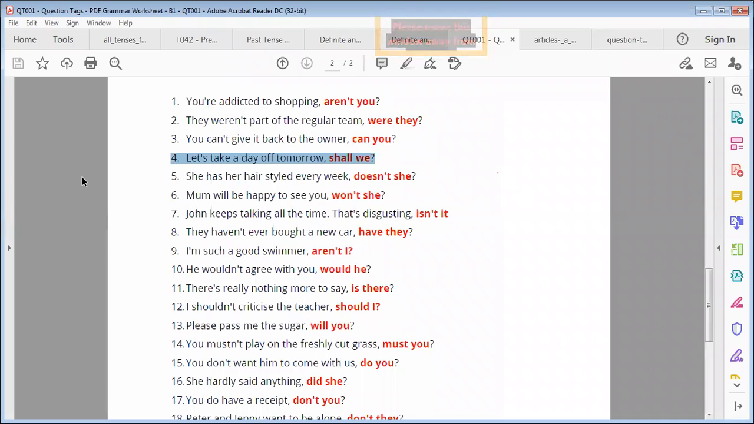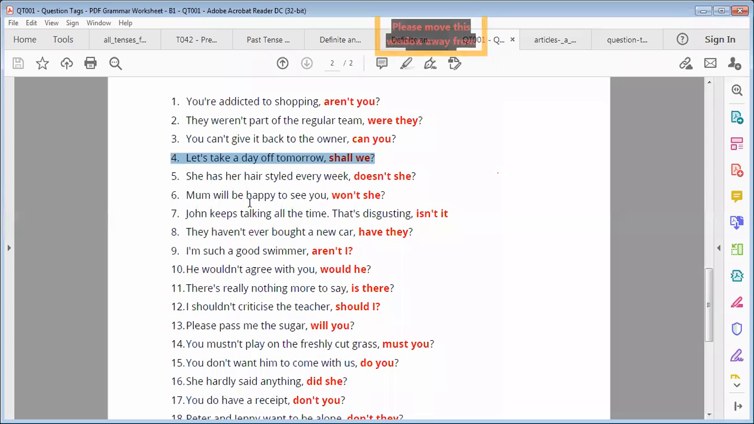Okay. Rishikesh, seventh sentence. John keeps talking all the time. That is disgusting. So the first sentence ends here and you have to add a question tag to 'that is disgusting'. Okay. So 'that is' is already there, so we use isn't. Isn't it?